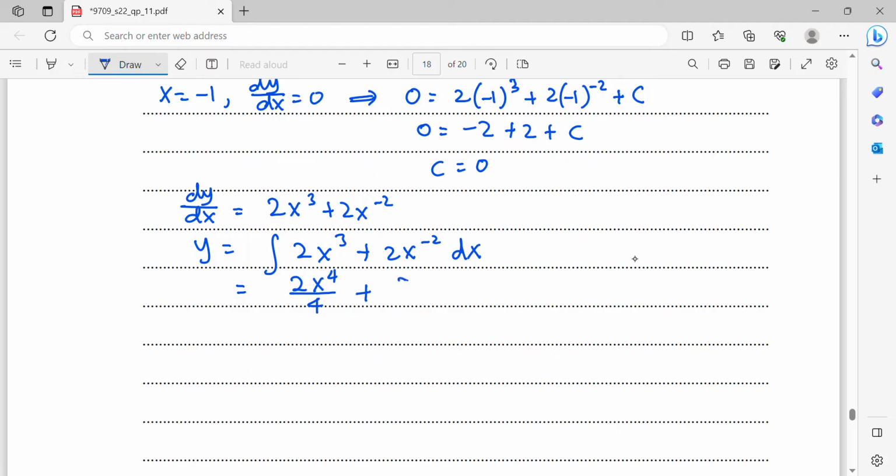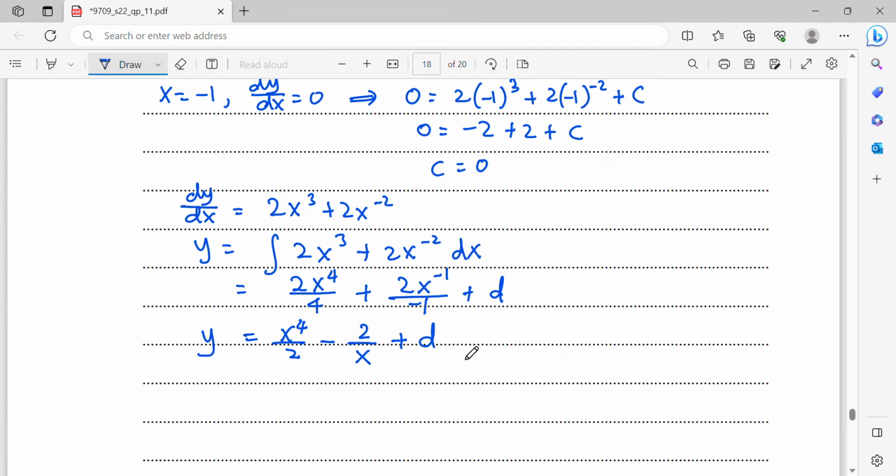Okay, plus 2x. The degree at first is negative 2. Now when you plus 1, it becomes minus 1. Then over minus 1 plus d, because just now I have used the c, so now I use d. Then when you simplify, it will be x degree 4 over 2. The minus 1 you can times to the 2, and then it becomes negative 2 over x, because the x with degree minus 1, I will move it down. Then plus d. Okay, that is my y.